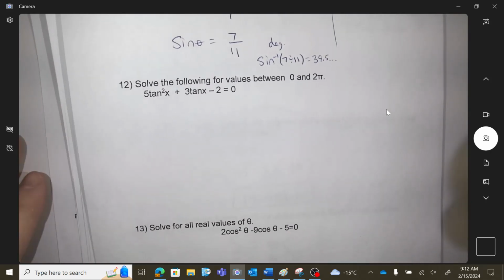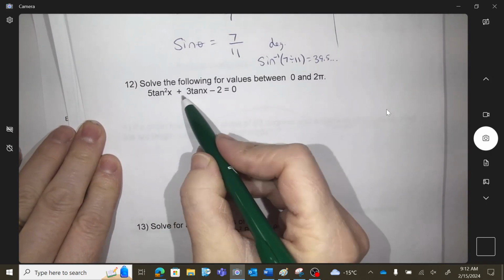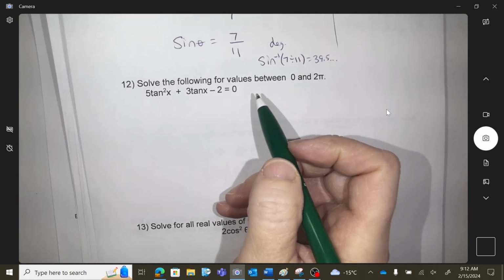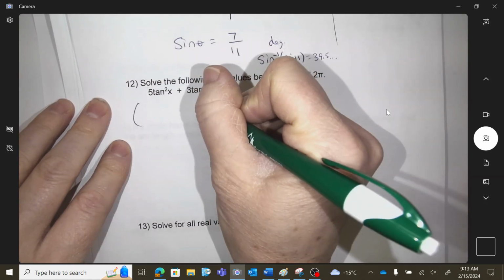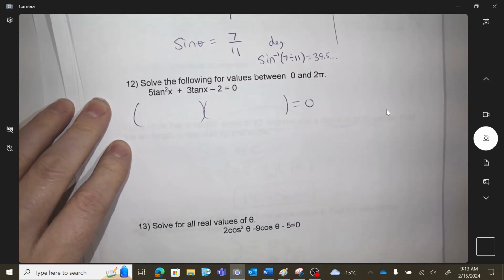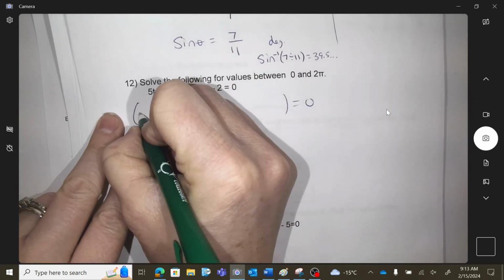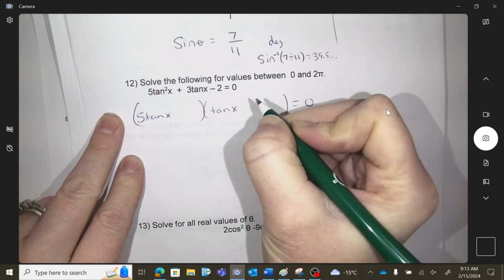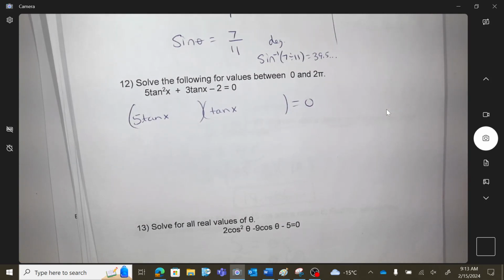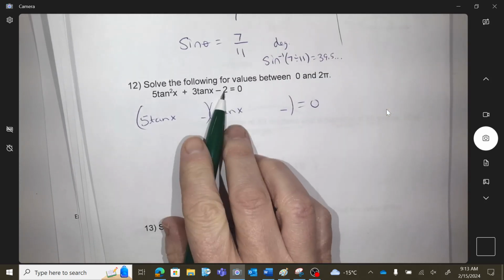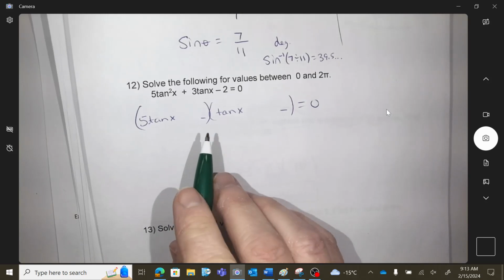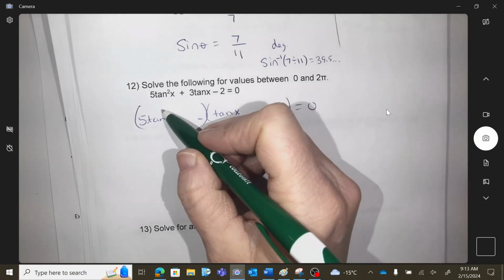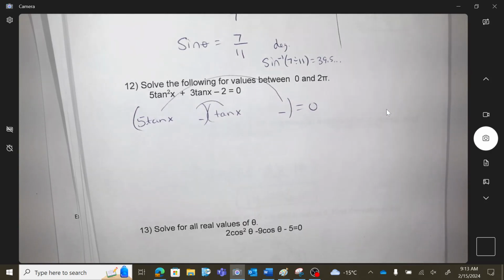Number 12 here. So I have 2 variables equals 0. I'm probably going to try to factor if I can. So 5 tangent x and tangent x. That's the only way to do the first. Last, the only way to do that is 1 times 2. So you got to figure out where you're going to put the 1 and where you're going to put the 2. You got to think about your FOIL steps.